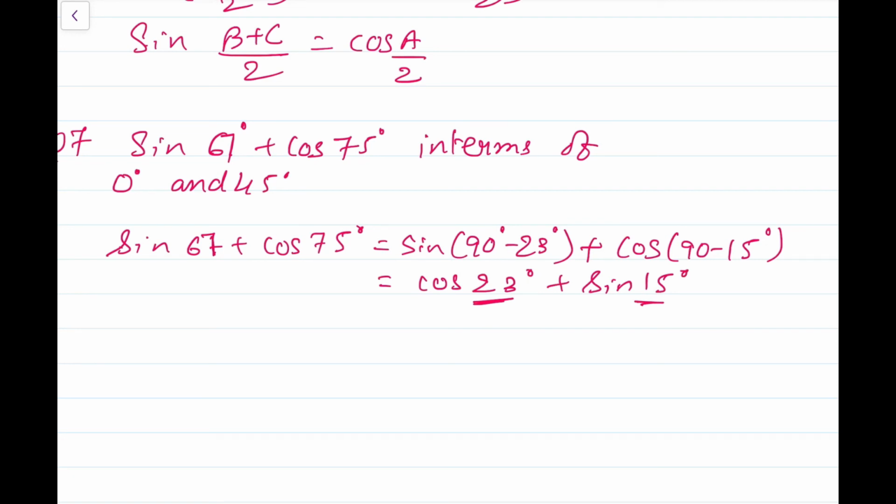We simply just converted this into its complementary angles: 90 minus 75 gives 15, and same way I get 90 minus 67 gives 23, and cos (90 minus 15) gives me the required ratio, which are complementary to each other.